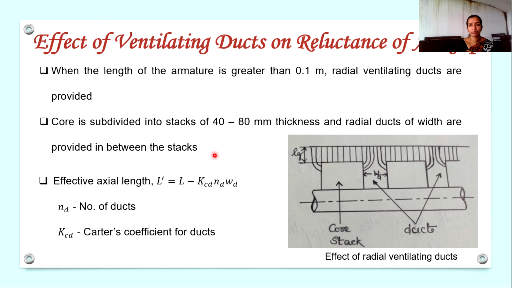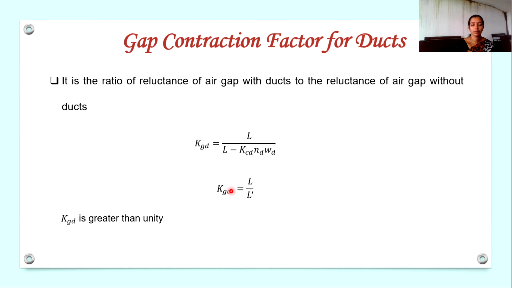So in order to account for that, this term ND into WD is multiplied with a constant KCD, and this is known as Carter's coefficient for ducts. Carter's coefficient for ducts. So now, the gap contraction factor for ducts. So we have studied the gap contraction factor for slots. Now gap contraction factor for ducts.